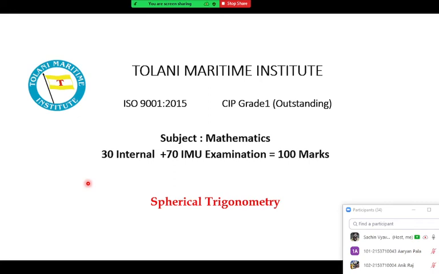Okay, so we are going to start a second unit from my side, that is spherical trigonometry. The spherical trigonometry topic is not only important for this subject, for mathematics. The other subjects that you are going to learn, like a navigation subject, probably related to navigation. So there you require this concept of spherical trigonometry.